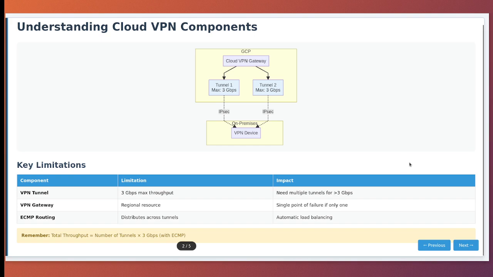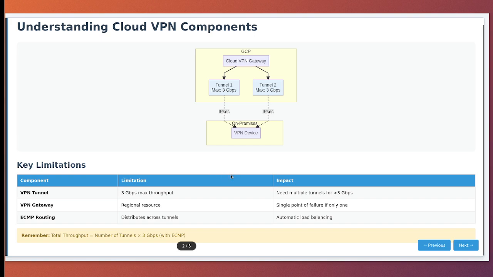A VPN tunnel is the actual encrypted connection between a Cloud VPN gateway and your on-premises VPN device. Each tunnel is a separate IPsec connection with its own encryption keys and traffic flow. This is where the actual data travels. Here's the crucial performance fact. Each VPN tunnel supports a maximum throughput of 3 gigabits per second. This is a hard limit per tunnel, regardless of your actual internet bandwidth or the gateway it's attached to. If you need more than 3 gigabits per second, you must use multiple tunnels.